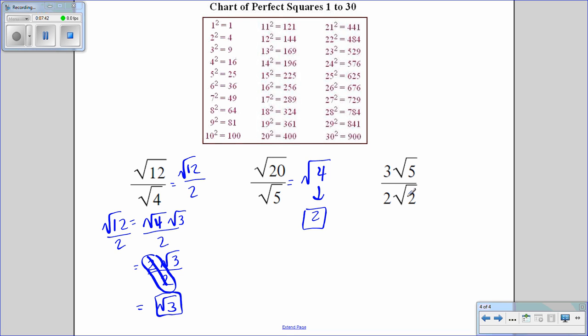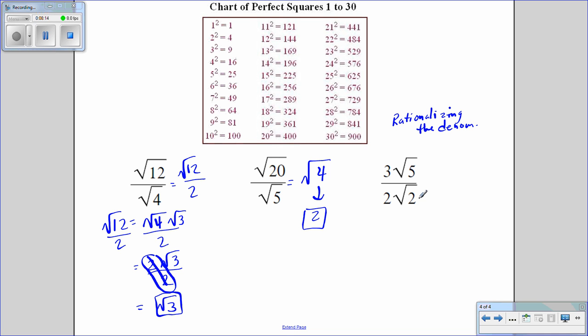This last one here, what happens when they don't divide each other? So the rule is you cannot leave a radical on the bottom of a fraction. So how do you do this? 5 divided by 2 doesn't divide. 3 divided by 2 doesn't divide. So what we have to do here is something called rationalizing the denominator.